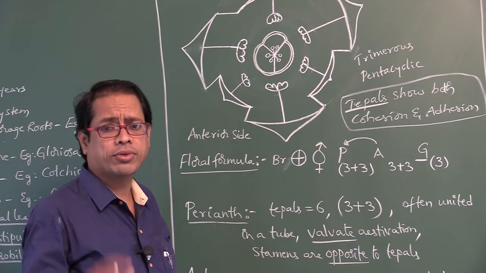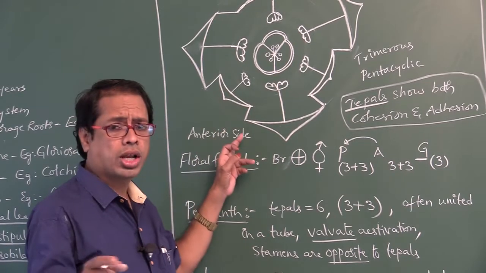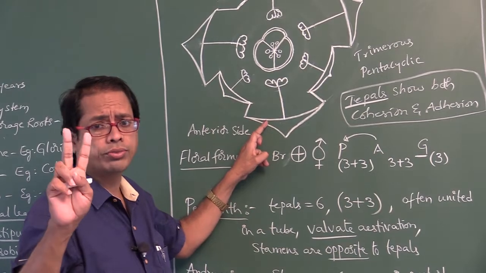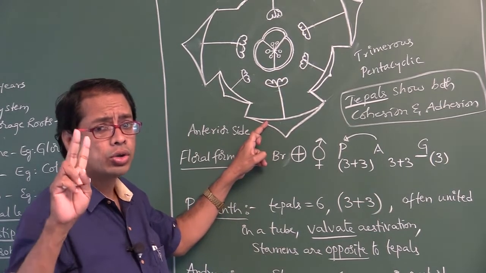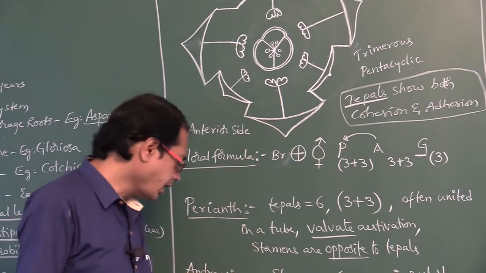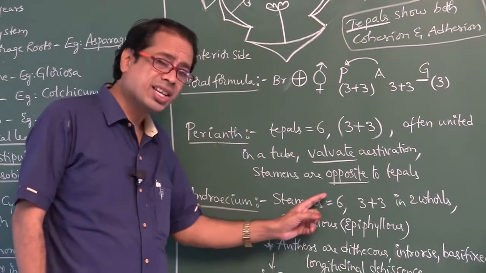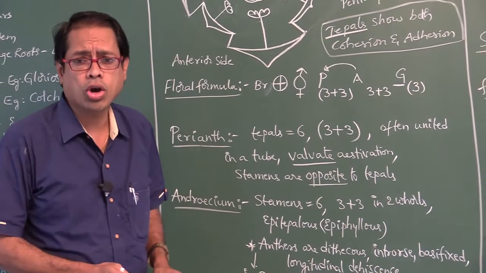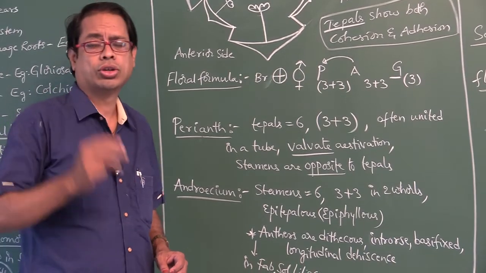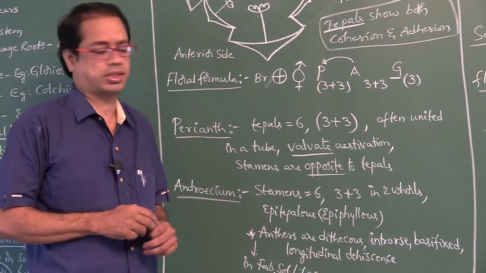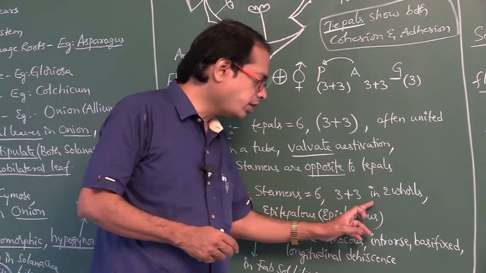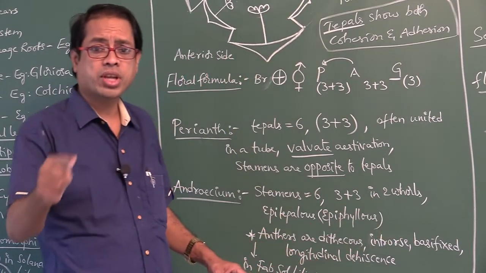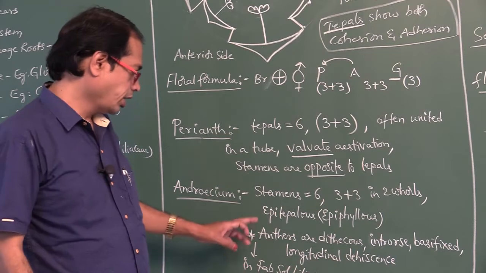So total number of tepals 6. Total number of stamens 6. Tepals are arranged in how many whorls? 2. Stamens also arranged in 2 whorls. Right. Androecium: number of stamens 6, arranged in 2 whorls of 3 each. In each whorl how many stamens are present? 3. Total number of stamens 6, 3 plus 3 in 2 whorls. Number of stamens in each whorl 3.